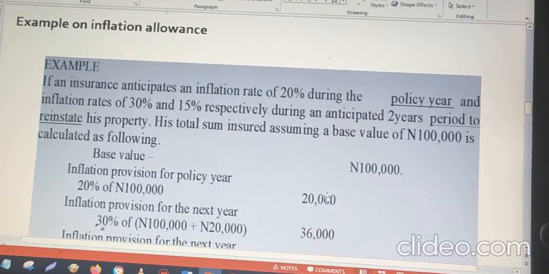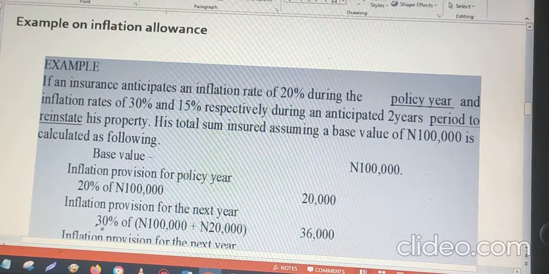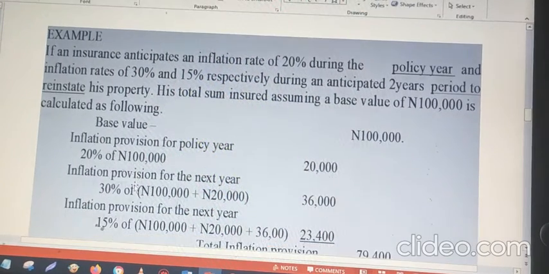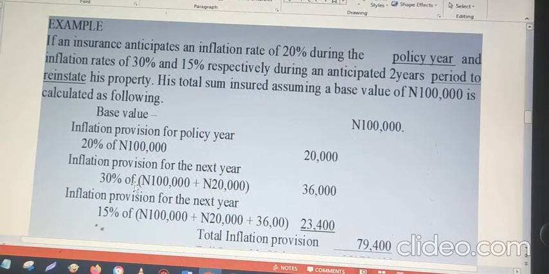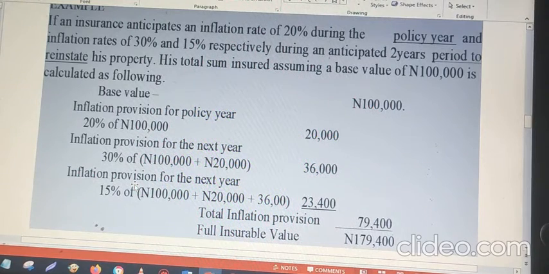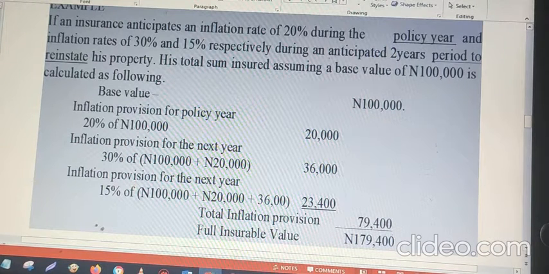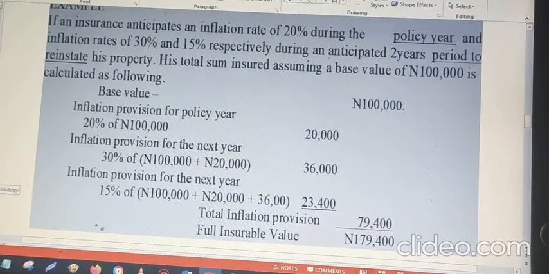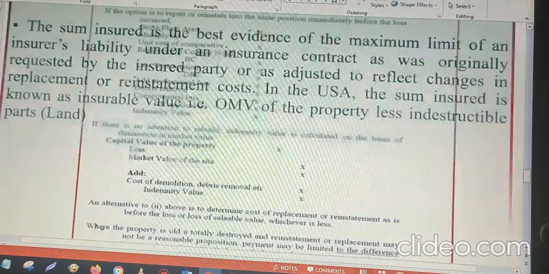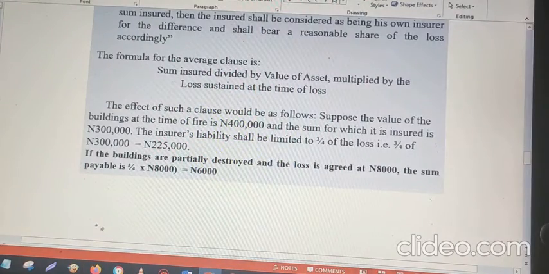N100,000, 20,000. Inflation provision for the next year: 30% of N100,000 plus N20,000, 36,000. Inflation provision for the next year: 15% of N100,000 plus N20,000 plus 36,000, 23,400. Total inflation provision 79,400. Full insurable value N179,400.